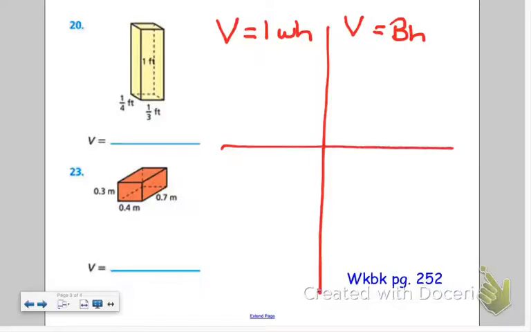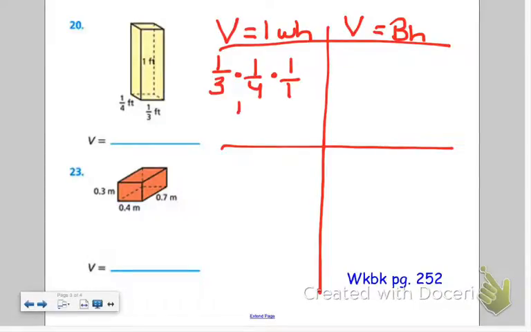Let's see here. If I look at number 20, I have fractions that represent my length and my width. My length is 1/3, my width is 1/4, and then my height is 1, or 1/1. So when I do the multiplication, 1 times 1 times 1 is 1, and for the denominators, 3 times 4 times 1 is 12. So this one has 1/12 cubic feet.